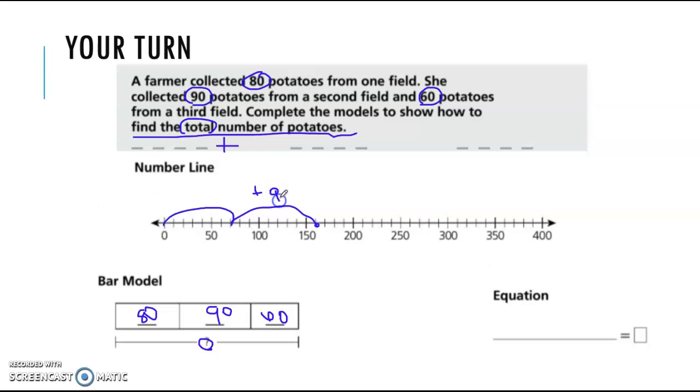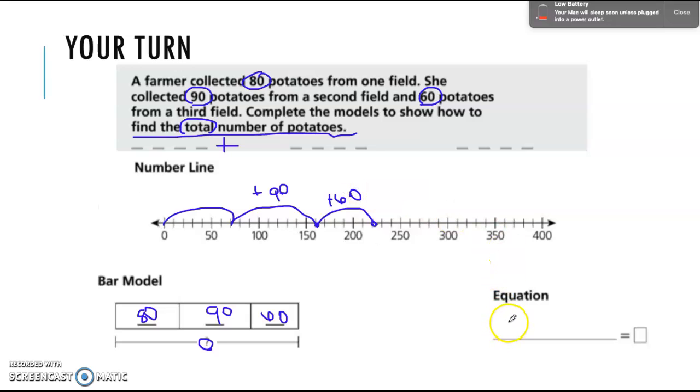After I jumped my 90, I'm going to go ahead and do another 60. And I'm going to count 10, 20, 30, 40, 50, 60. Mark it right here. Then I'm going to do the final jump of 60. So again, since my number line is moving to the right, I am adding.